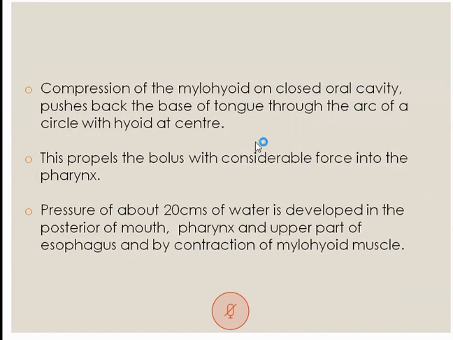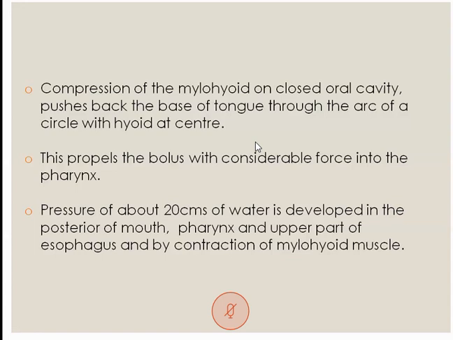The compression of the mylohyoid muscle on the closed oral cavity pushes back the base of the tongue like an arch of a circle with the hyoid at the center. This propels the bolus with considerable force into the pharynx. Slowly this bolus enters into the pharynx.